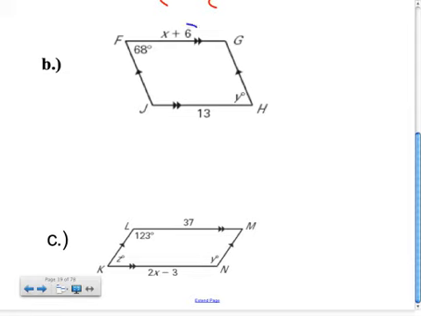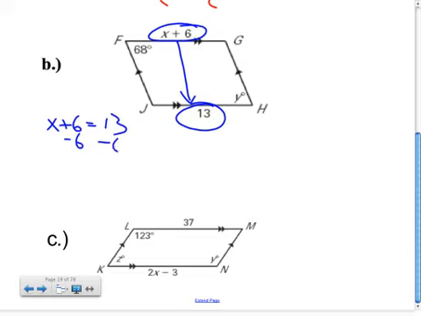So I have x plus 6, and I know the side across from it is 13. You go back to your properties of a parallelogram. Opposite sides are parallel, but opposite sides are also congruent. Therefore, that tells us that x plus 6 has to be 13 units long. Subtract 6 from both sides. So x has to be 7 here. Opposite sides are congruent.